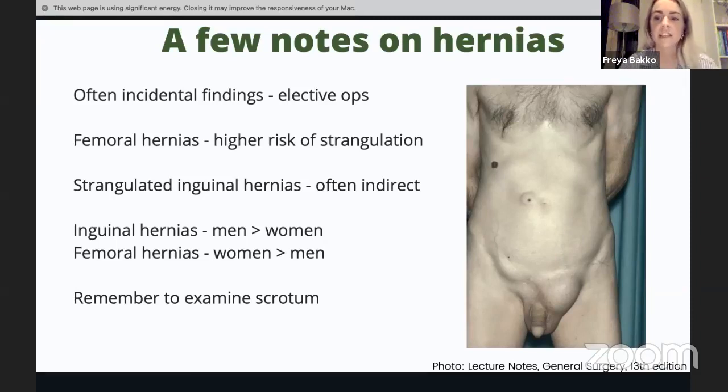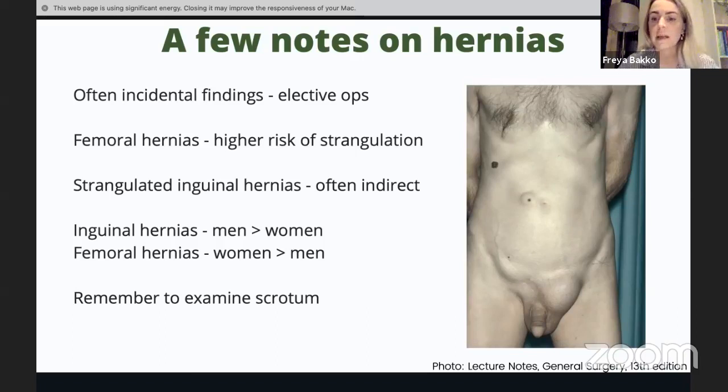Inguinal hernias can be either indirect or direct in the inguinal canal. If they are strangulated, they are usually indirect, because indirect hernias protrude through both the internal and the external ring, which means they have two points where they can be strangulated. Inguinal hernias are more common in men, and femoral hernias, as mentioned, are more common in women.